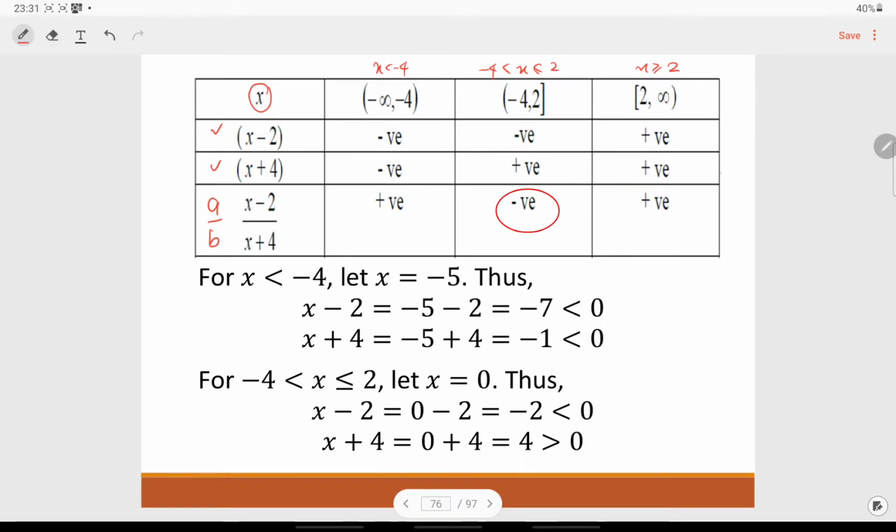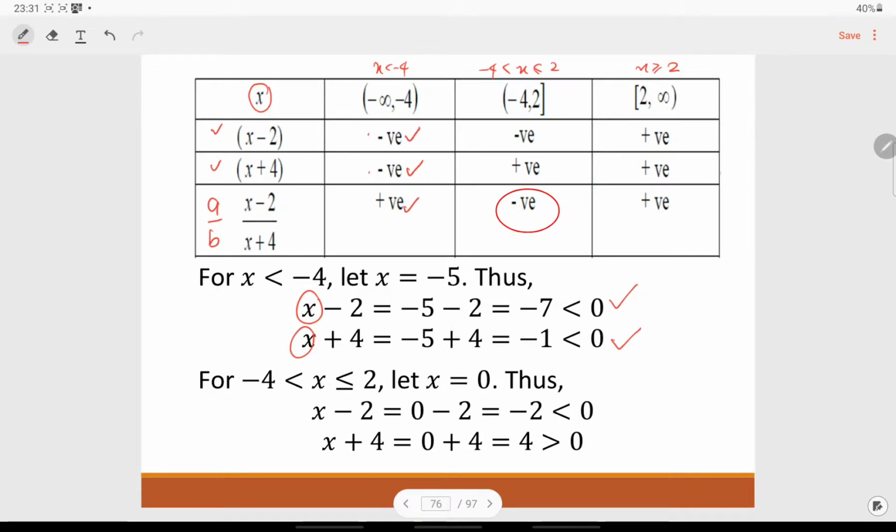So we start with the first case. When X is less than -4, we take one value. Let's say we take X equal to -5, because -5 is less than -4. We replace the value for the X, so for the X minus 2, we come out with -7, which is less than 0. So we write negative. For the X plus 4, it is -1, so it is also negative. So we have negative. Negative divide negative, it is positive.